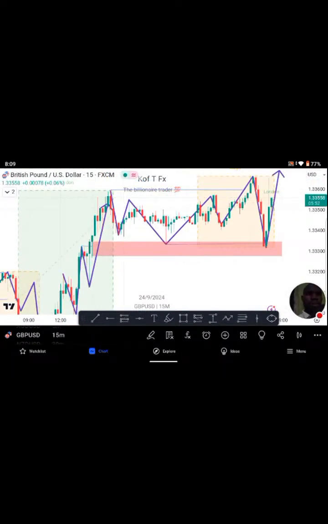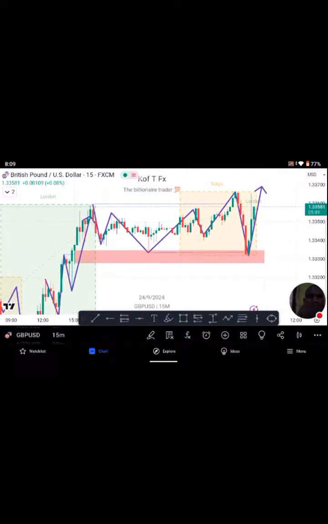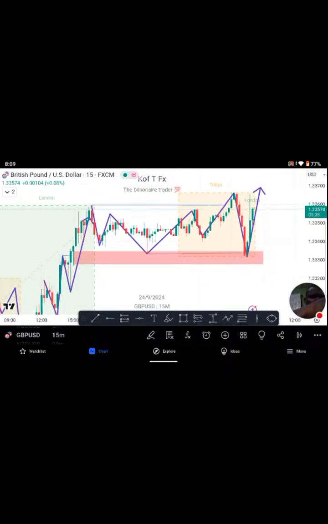Okay, let's see. So after going up, we have this pullback and a break of structure. Then price took out the low. After taking out the low, we are expecting a break of structure over there. I'm still looking at it to see. I'm not going to take this trade, but I'm going to observe what will happen afterward.